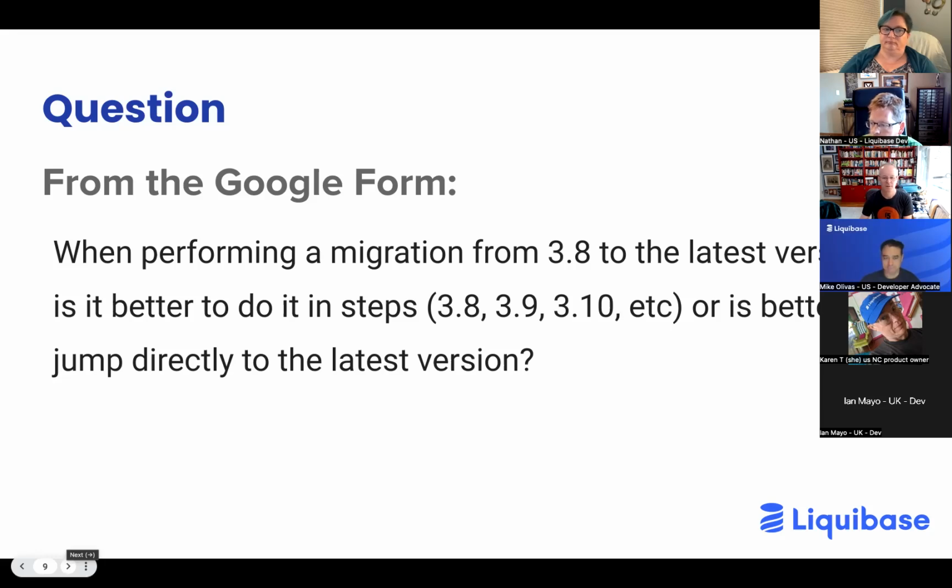All good points. All right, let's move to the next question. When performing a migration from 3.8 to the latest version, is it better to do it in steps? Go from 3.8 to 3.9 to 3.10, or is it better to jump directly to the latest version?